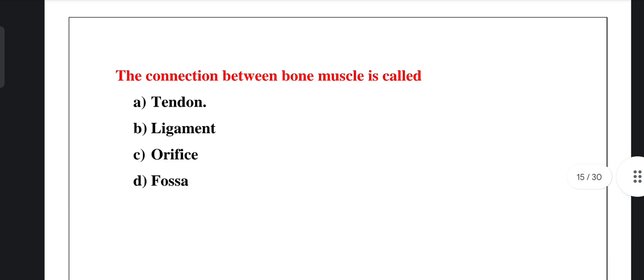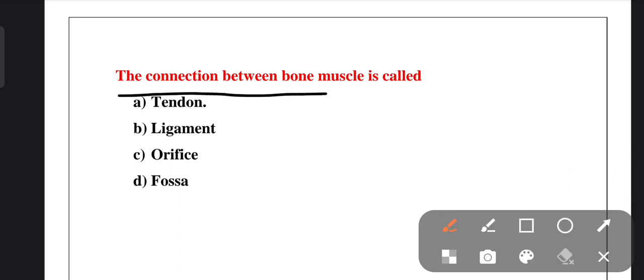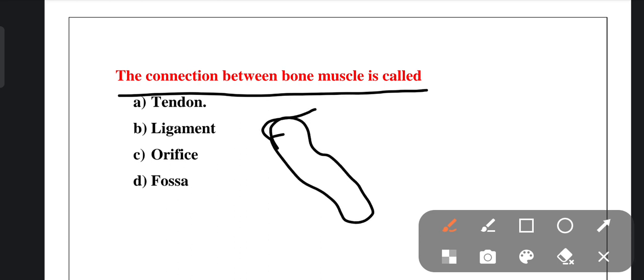So the next question is, the connection between bone and muscles. When there is a bone, you just think it is a bone. Okay, so there is a muscle.